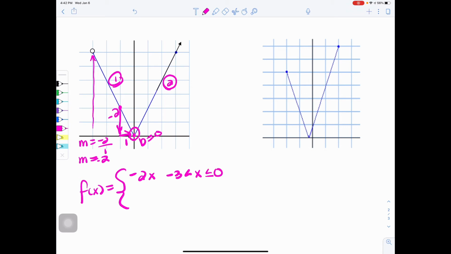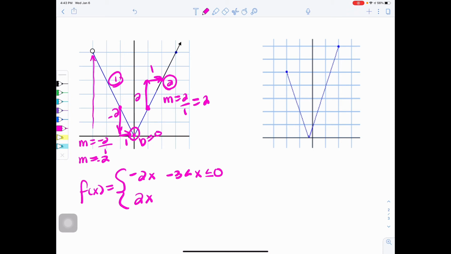I don't have to include 0 here, but if I include it here, I just have to remember not to include it in the second piece or vice versa. When I look at the second piece, I'm going up 2 to the right 1. So that's a slope of 2 over 1 or 2. So a positive 2 is going in front of the x for slope. It has the same y-intercept, so I don't have to put plus 0.